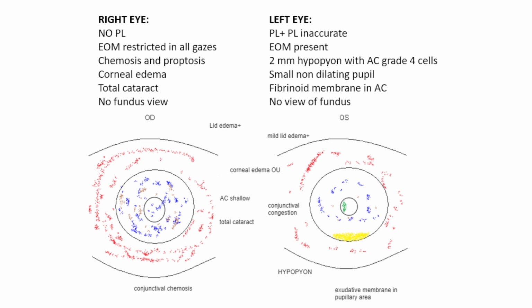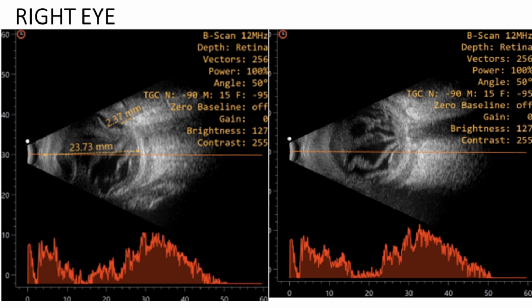So ultrasound of both eyes was advised. This is the right eye ultrasound image. The right eye ultrasound is showing a definitive lens echo.